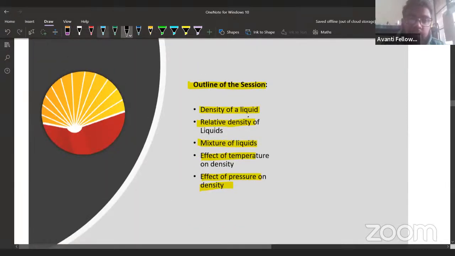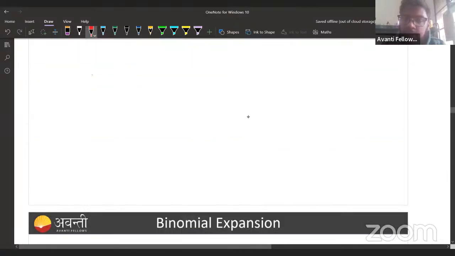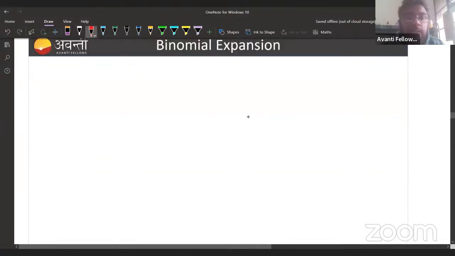We saw density. We already completed this density of a liquid, right? We already completed relative density of liquids. We kind of completed mixture of liquids. Now we have to see effect of temperature on density and effect of pressure on density, right? What if I increase the temperature or pressure? So what will happen to the density of that liquid? That is what we are going to see. Okay. So before starting, let me recall certain things.